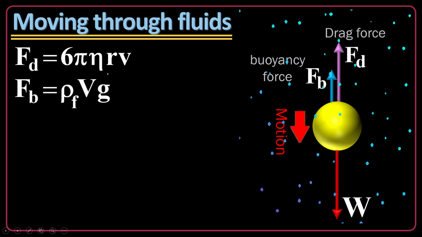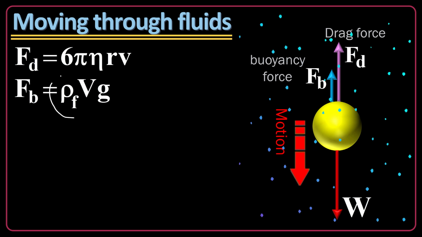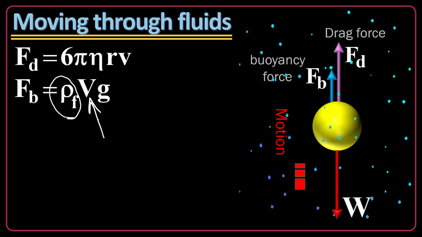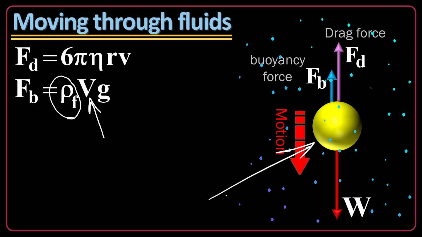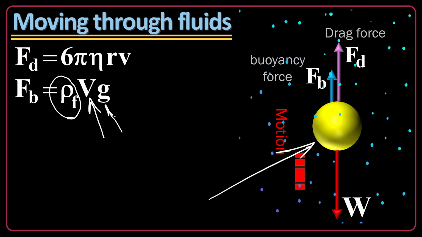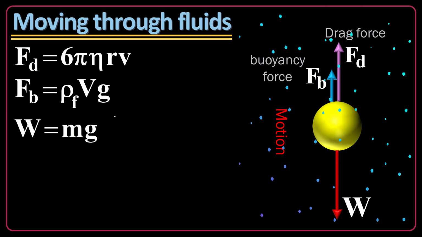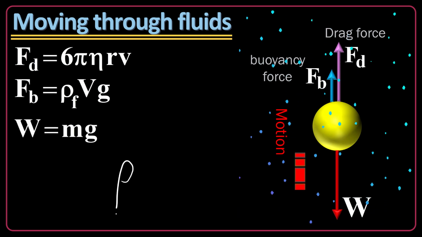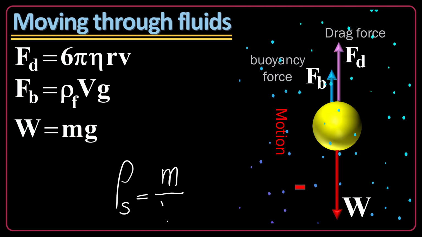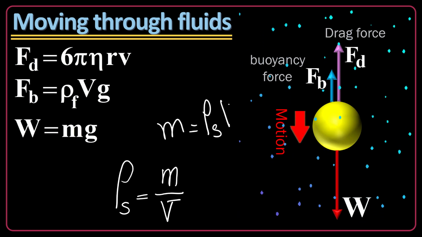The other is the buoyancy force, which is equal to the weight of the displaced liquid. Here I have the density of the fluid, the volume of the object, because it's fully submerged, so the volume of the object is equal to the volume of the displaced liquid, and finally the gravitational acceleration. The last is the downward force of W, mg. Let's take the density of the sphere to be rho s. So it's the mass of the object divided by the volume. So the mass of the object is rho s V.